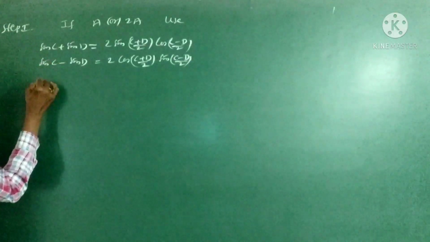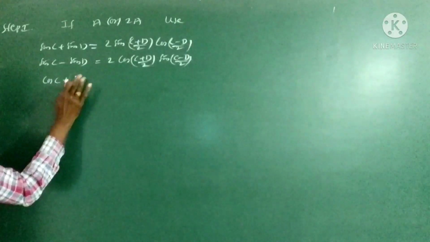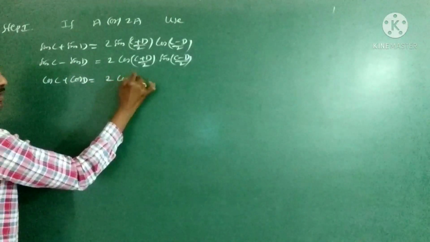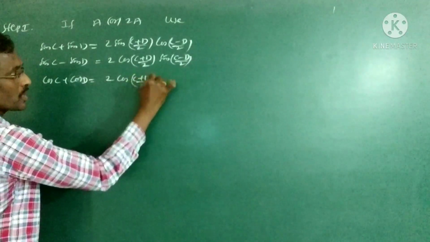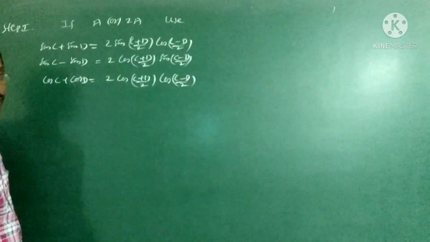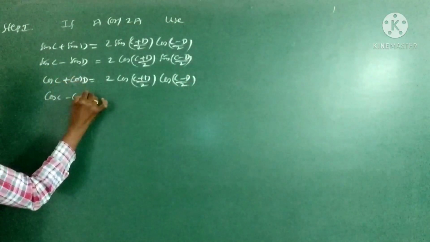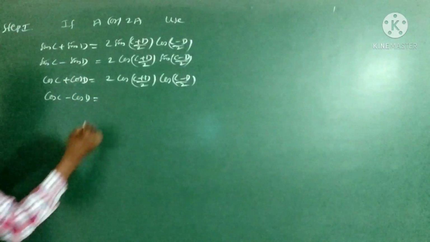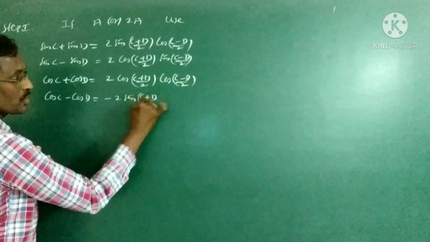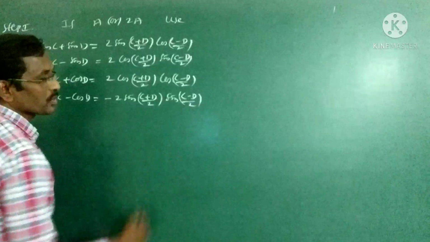If it is a cos function, cos C plus cos D, the formula is 2 cos (C plus D) by 2 into cos (C minus D) by 2. If it is cos C minus cos D, then minus 2 sin (C plus D) by 2 into sin (C minus D) by 2.